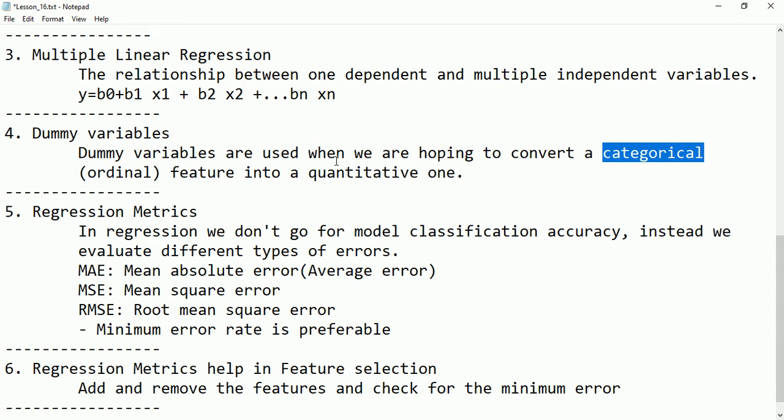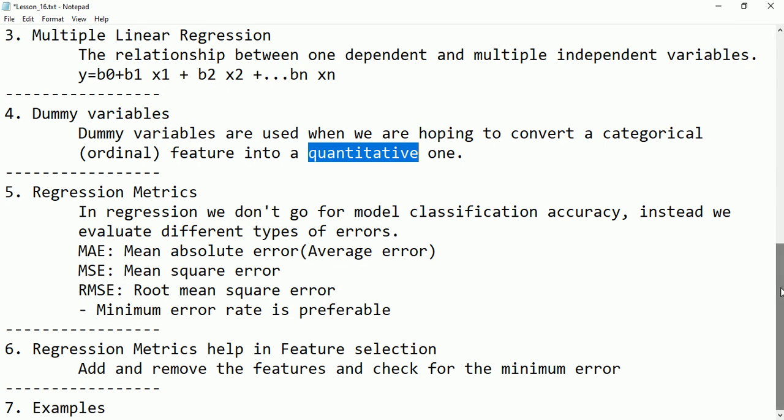In nominal, the order was not important. If you remember, friends, like male and female, order was not important. But sometimes, for example, if we consider qualification, we give them an order: the person holding a PhD degree gets 3, master gets 2, bachelor gets 1. If you are assigning these values, it becomes ordinal and is converted to quantitative ones. Now the system can apply statistics and probabilities on those values and predict the response values. So it is required for converting categorical features into quantitative ones.